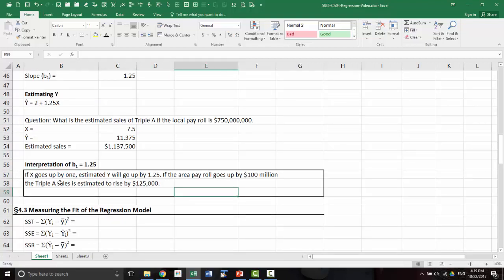So if X goes up by 1, estimated Y will go up by 1.25. Which means if the area payroll goes up by $100 million, AAA sales is estimated to rise by $125,000.